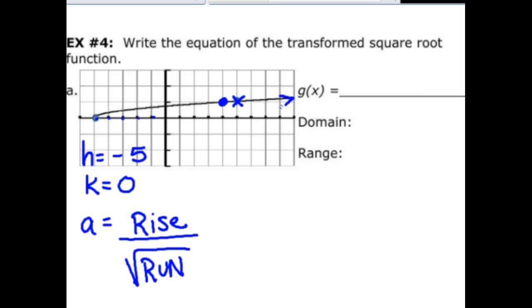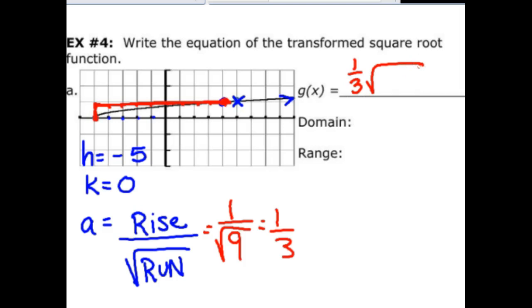So, to find the a, how far do I rise up and how far do I go over? Rise over run. 1, 2, 3, 4, 5, 6, 7, 9. Is that it? It's a square root graph, so I have to have a square root there. What's a square root of 9? So the equation is 1/3 square root of x plus 5.